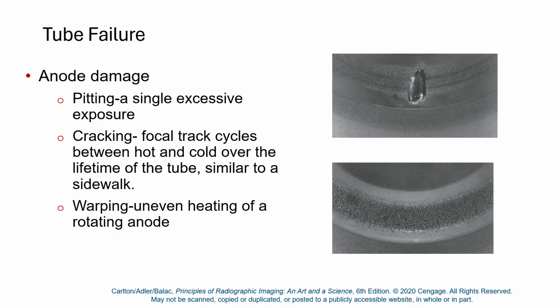And so you basically burn a melted hole into the anode focal track like you see in the top picture. It doesn't happen as much anymore because the exposure switch won't activate until the rotor's up to speed. So there's always like a 1 second lag. If you mash down everything at once, there's a little bit of a lag, then the exposure starts. That's the rotor getting up to speed so you avoid pitting damage.